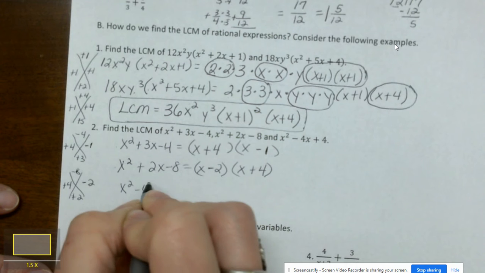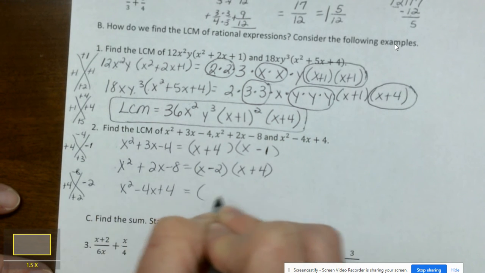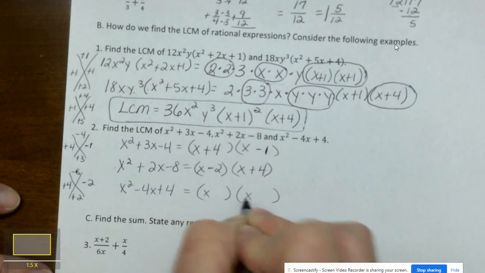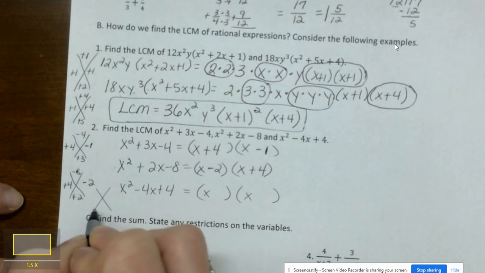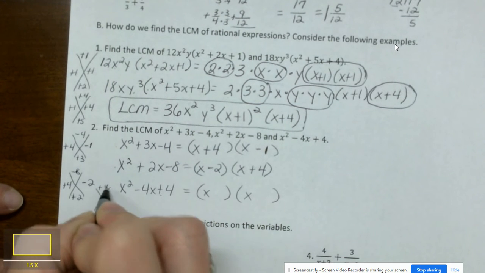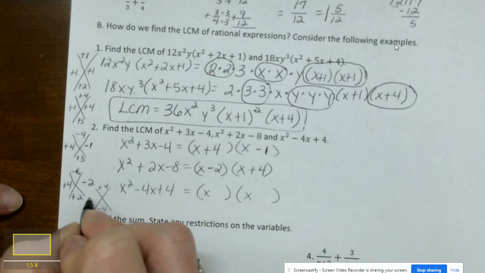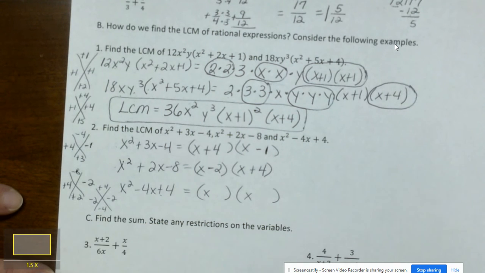All right, then x squared minus 4x plus 4. We know that's an x and an x. Okay, 1 times 4, that's a positive 4, and I need to get a negative 4. So that's going to be -2 and -2. So this is going to be x minus 2 and x minus 2.